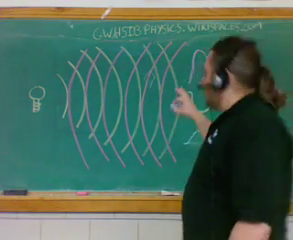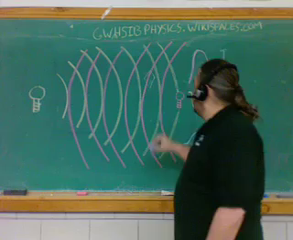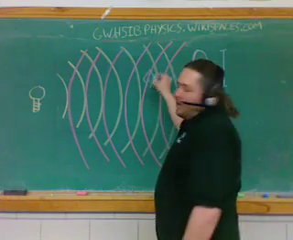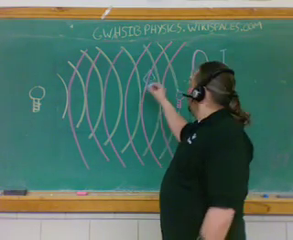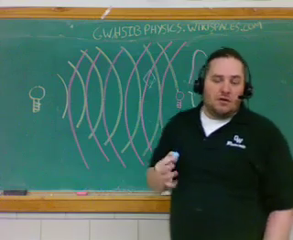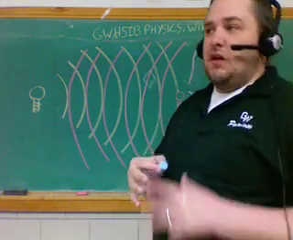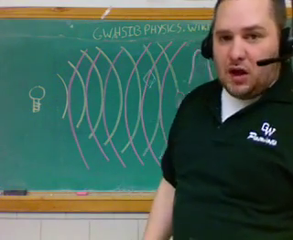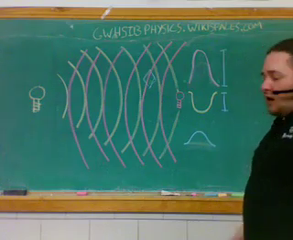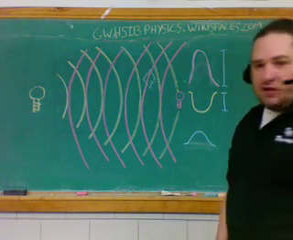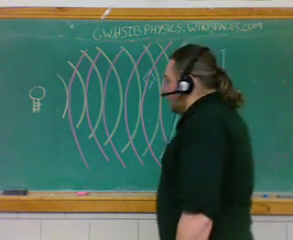Okay? So that's a region of destructive interference. You can see these points right here. If you were to stand at that point, you wouldn't experience any motion at all. You wouldn't be going up at all. It would just be stationary. Okay? Cool?